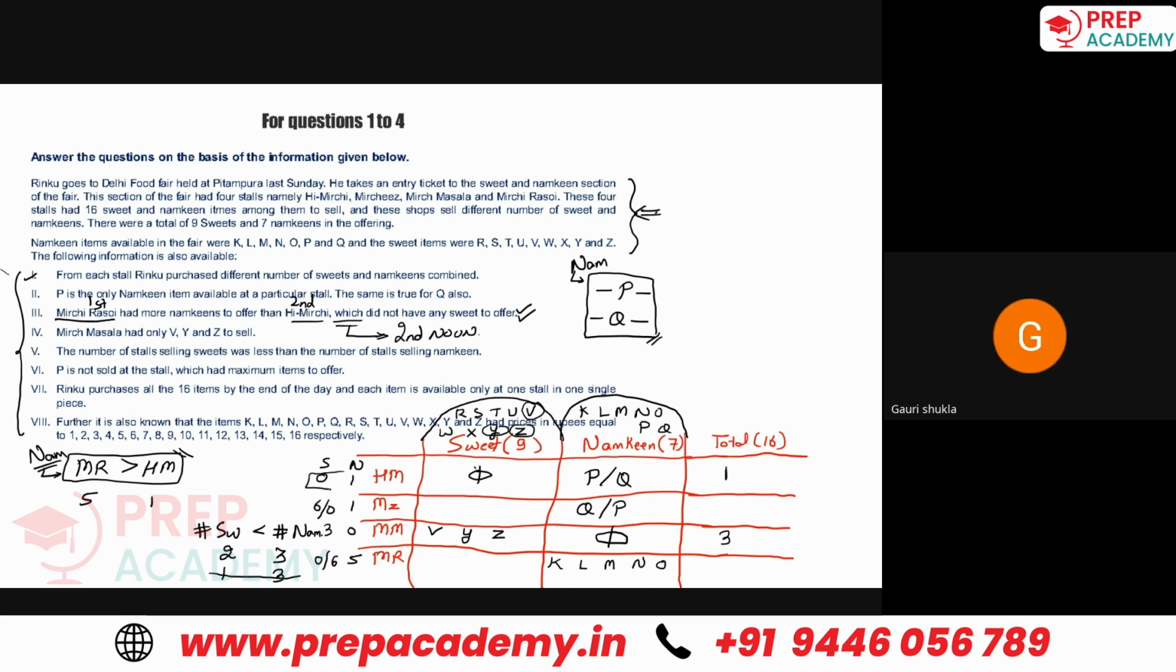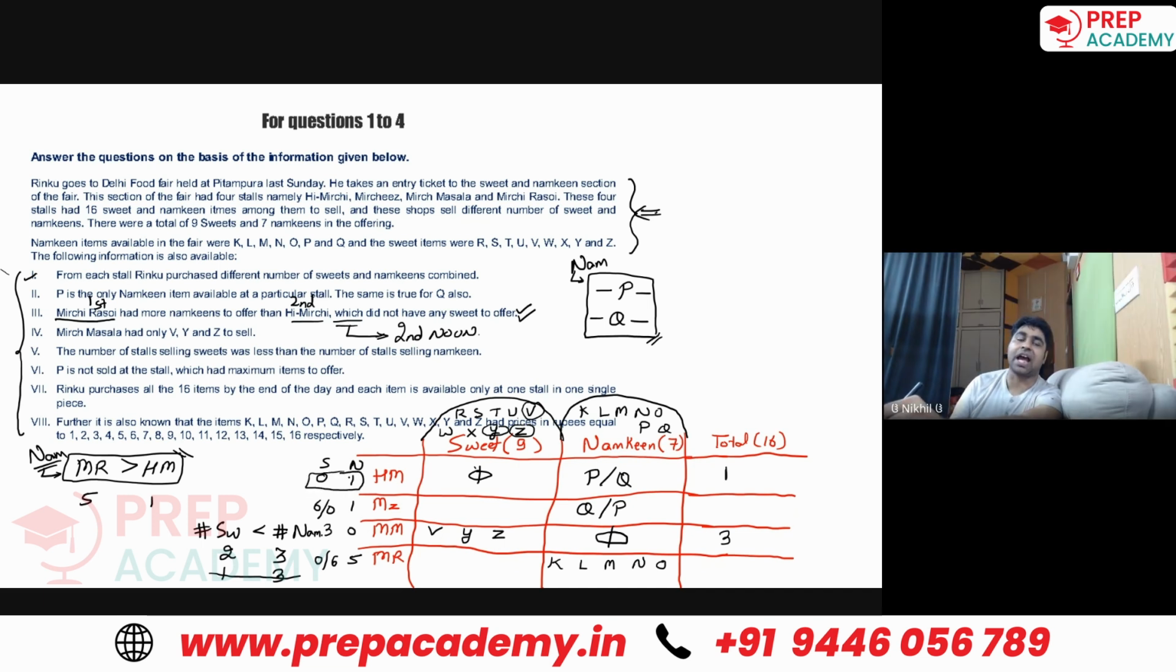Yes. If this is the case, then this stall will have one item only. And if this is the case, then this stall will also have only one item to sell. And it was told to us that the individual values of the total items sold at every stall have to be different. Wasn't it told? It was told. So that means this stall cannot have 0 items to offer. So this stall cannot have 6 items to offer.